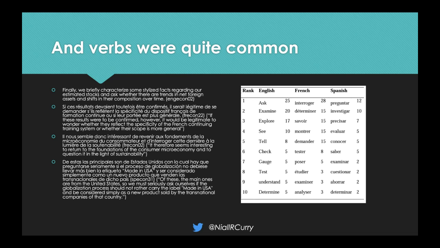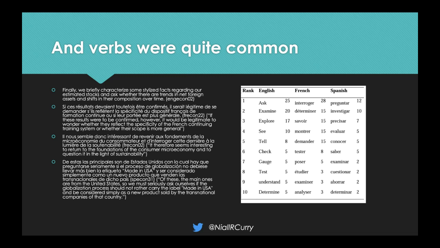I've put translations up in French. So if these results were to be confirmed, however, it would be legitimate to wonder whether this is happening. So again, raising an indirect question. It seems interesting to return to the foundations of the consumer and to question it in life. So in this case, the question is not necessarily coming with a WH element, some kind of question element. It's just using the verb itself.